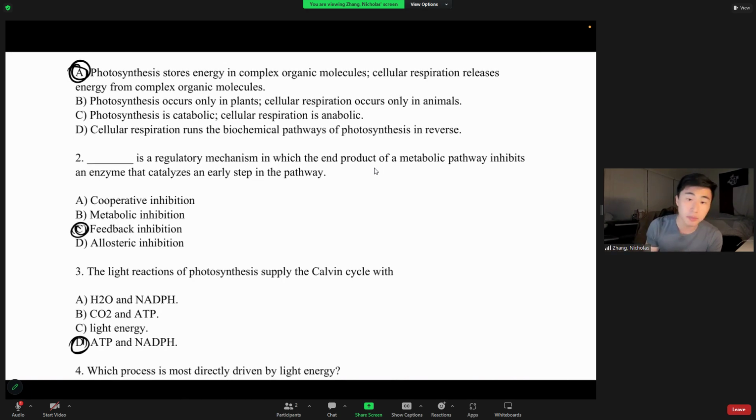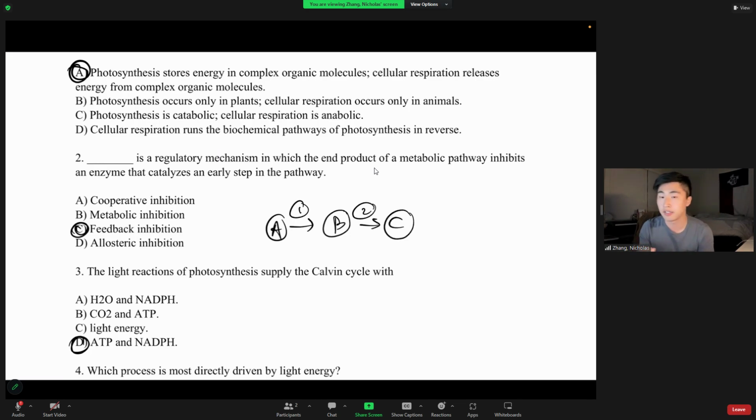Cool. So number two, blank is a regulatory mechanism in which the end product of a metabolic pathway inhibits an enzyme that catalyzes an earlier step in the pathway. This is a classic example of feedback inhibition. A way you would see this on the exam is, let's say you have substrate A, substrate B, substrate C, with enzymes 1 and 2 catalyzing these reactions. The presence of C in a feedback inhibition situation would look like this.